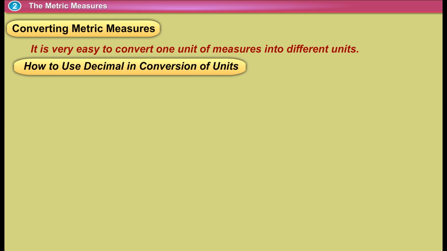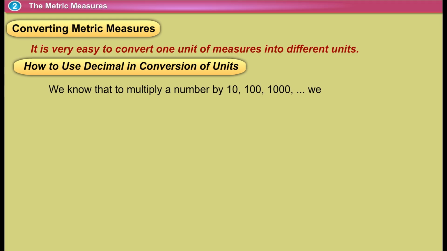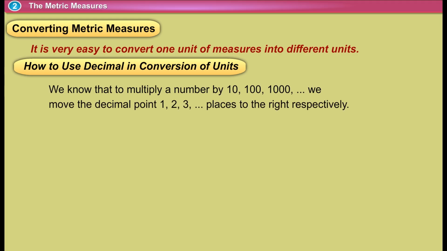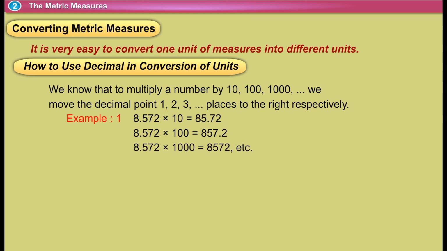How to use decimal in conversion of units? We know that to multiply a number by 10, 100, 1000, we move the decimal point 1, 2, 3 places to the right respectively. Example 1. 8.572 times 10 is equal to 85.72. 8.572 times 100 equals 857.2. 8.572 times 1000 equals 8572, etc.